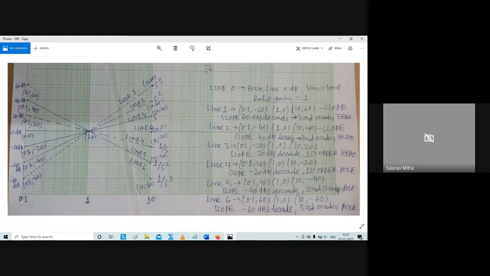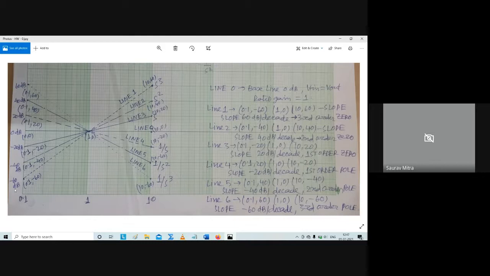So I'm starting from point 1. Somebody wants to start at 0.01, no problem. He can do that. So I have taken the first point, x-axis. X-axis is log of omega. Be very careful whenever you are drawing semilog graph paper. On the x-axis you write log of omega. Okay, so this is log of distance.